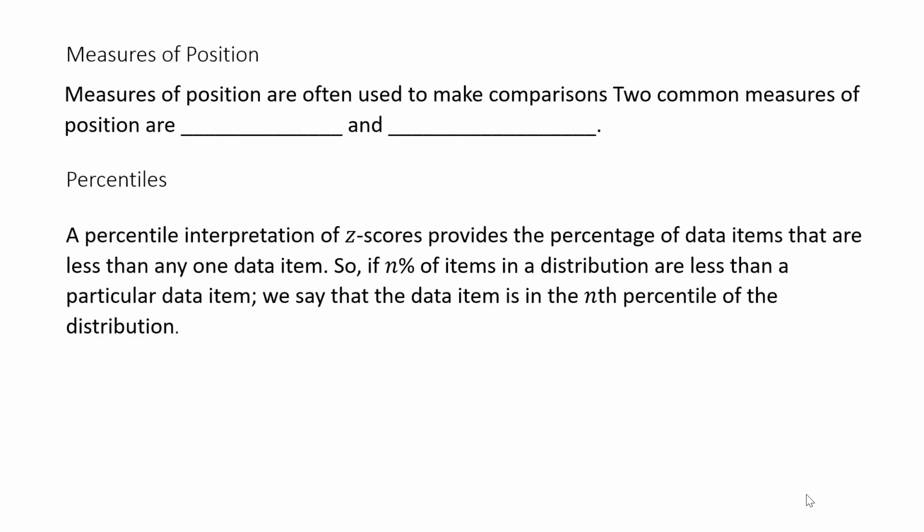Measures of position. Measures of position are often used to make comparisons. Two common measures of position are quartiles and percentiles. Let's think about percentiles. A percentile interpretation of z-scores provides the percentage of data items that are less than any one data item. So, if n% of items in a distribution are less than a particular data item, we say that the data item is in the nth percentile of the distribution.